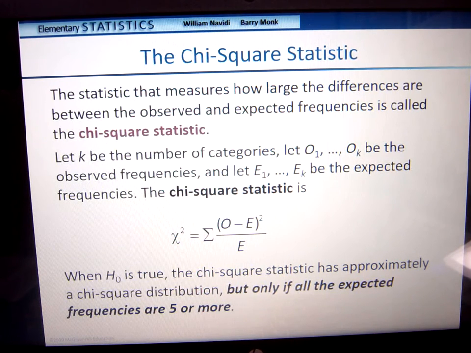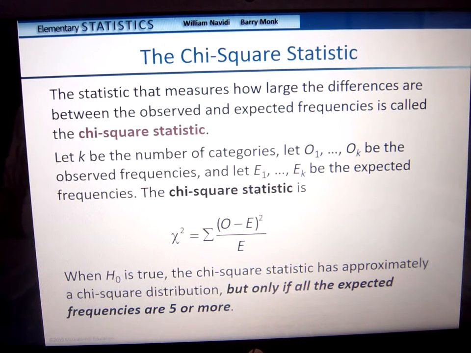When the null hypothesis is true, the chi-square statistic is going to be approximately the chi-square distribution, but only if all the expected frequencies are 5 or more. So first you have to check and see if your expected frequencies are 5 or more. If they are 5 or more, then you can continue to use this chi-square statistic.